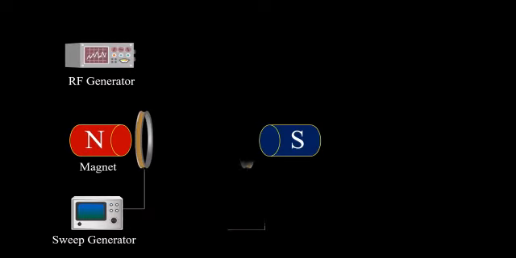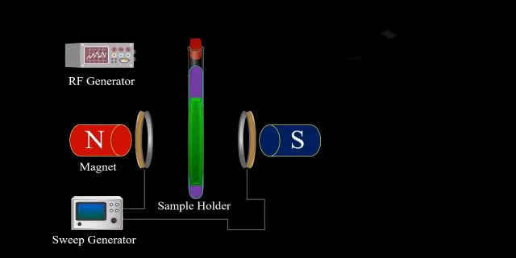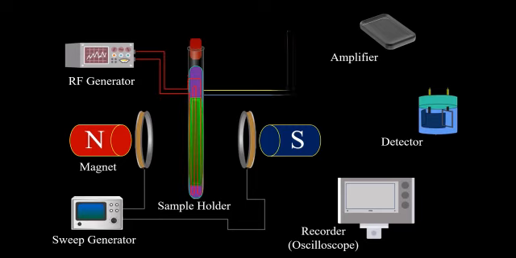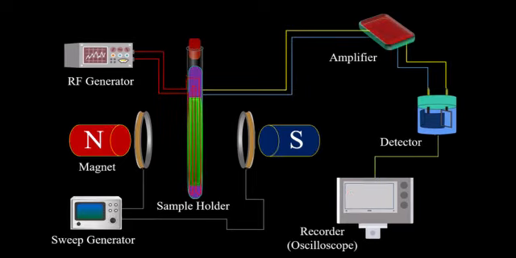In this figure: RF generator, magnets, sweep generator, amplifier, detector, recorder, oscilloscope. Here, two bar magnets produce a strong magnetic field, and the sample is placed in the magnetic field. The sample may be solid or liquid. A source is there where radio waves are produced, and the radio waves fall on the sample.